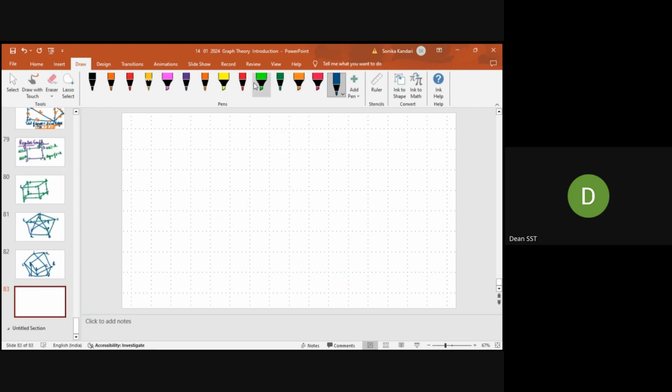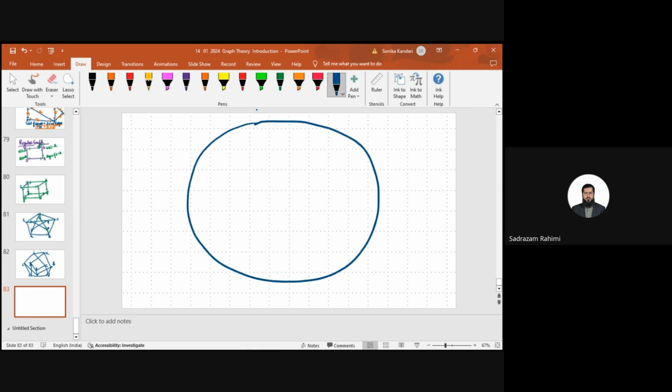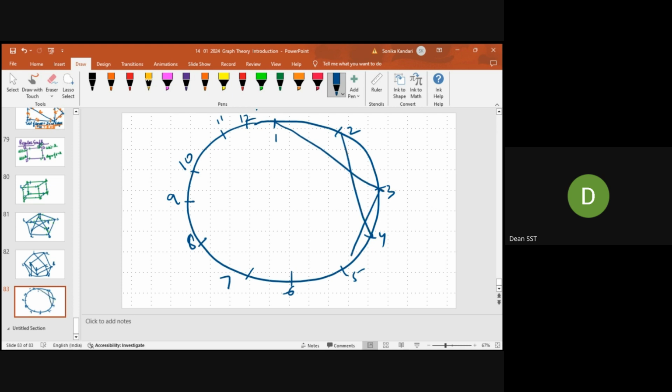One more example. I will give you one more example with the vertices 1, 2, 3, up to 12. You can draw it like this. Again, this is also a graph. Tell me.